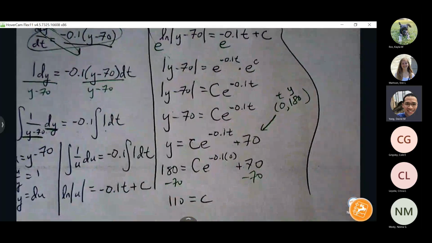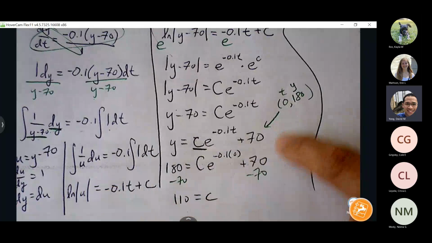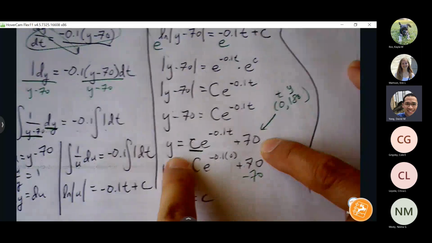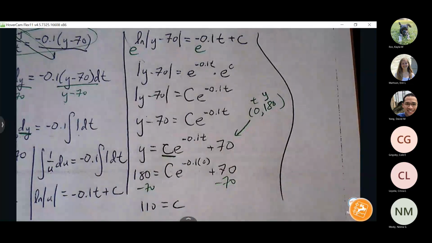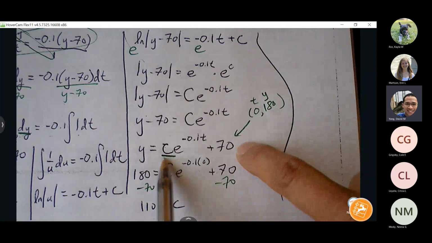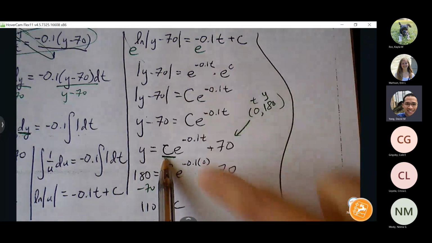All right, so now that I have my c value, I'm going to insert it back to where I started making that substitution, and that's going to be my final equation. So replace that c with 110. I know you see c's all over the place, but you want to put it into the place where you started making that substitution, right? Not in other stages.